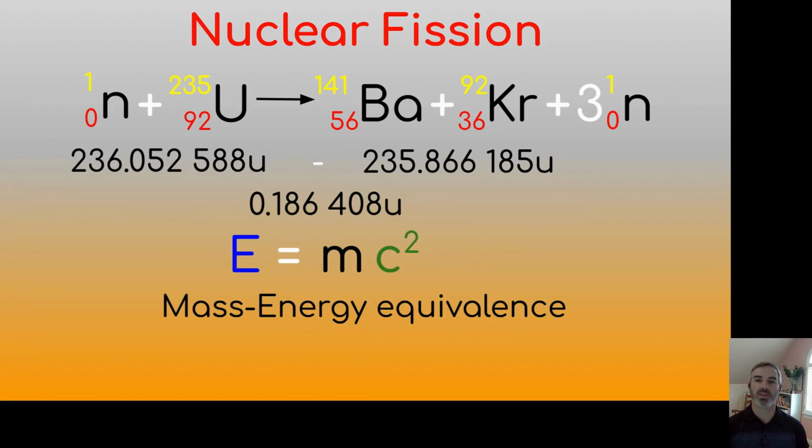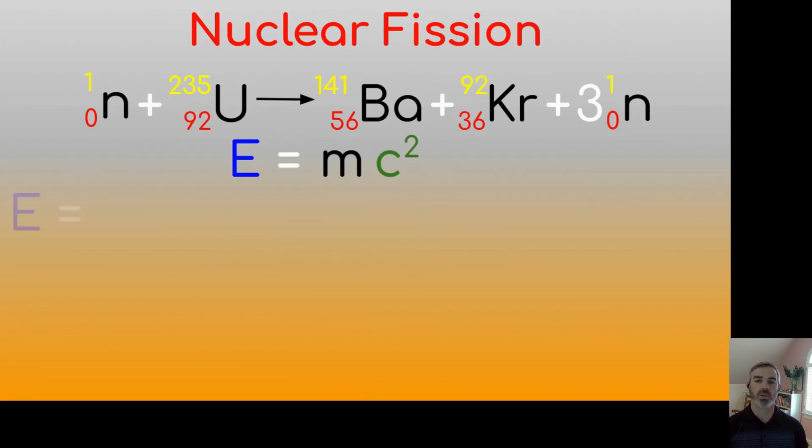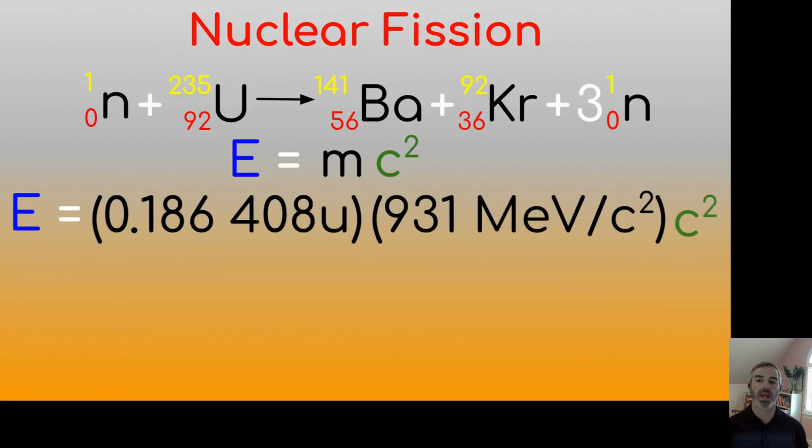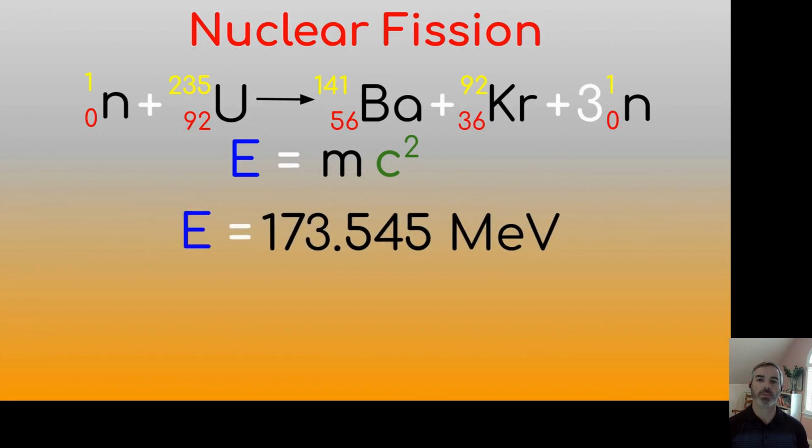Now, in nuclear physics, it makes more sense to use mega electron volt per c squared, so that's what we're going to do. So the energy is going to equal the mass that is unaccounted for times 931 mega electron volt per c squared, and we multiply by the speed of light squared. Now we can see that we have speed of light squared twice, which is why it's easier to convert to mega electron volts. So we cancel out the c squareds and we multiply those together. And during one process, 173.545 mega electron volts of energy is released from that uranium-235.